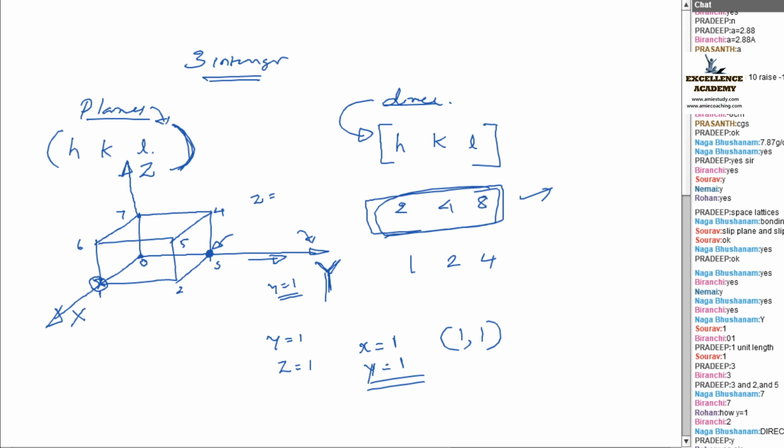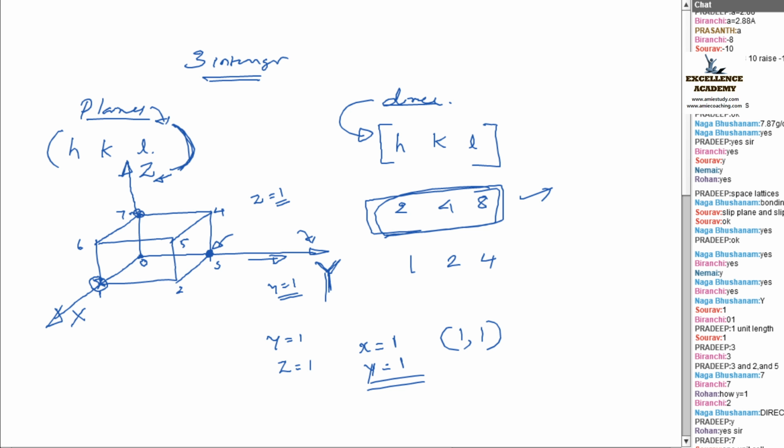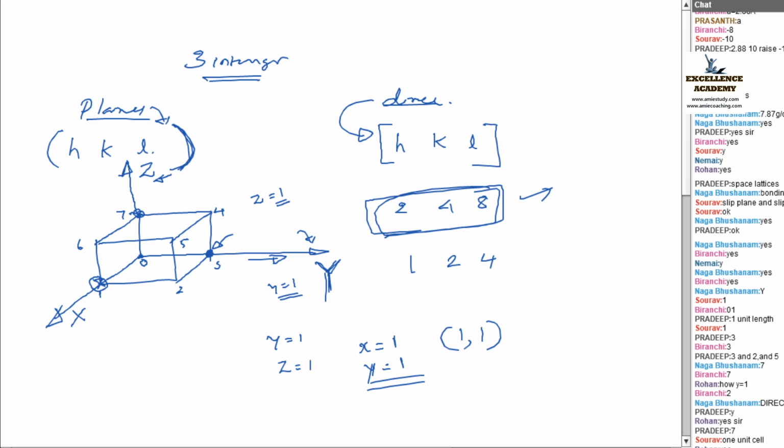Then z is equal to 1. Z is equal to 1 means where is the point? You have to check the z-axis. Z is equal to 1 means it is 7. Got it? Here I am drawing only one unit cell. That's why it takes the 7 there.